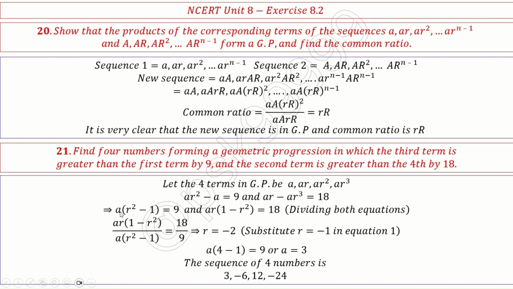Okay, so if I take a common here, it is r squared minus 1 is 9. If I take ar common here, 1 minus r squared into 1 minus r squared is equal to 18. If I divide them, basically I will get r equal to minus 2. Okay, now substitute in any one of them, you will get a is 3. Okay, now the sequence you can form with the a and r. Okay, next.